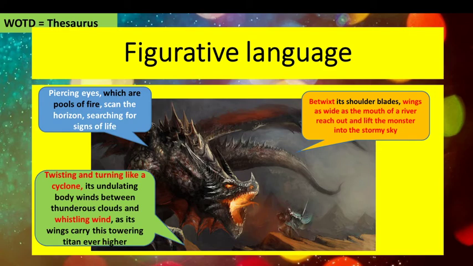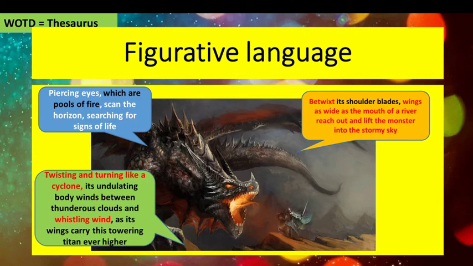But we start with a preposition, which tells you the position of something. Prepositions are great when describing a character because it allows you to tell the reader where these things are. So betwixt, which is a synonym of between. Betwixt its shoulder blades, wings as wide as the mouth of a river reach out and lift the monster into the stormy sky. So at the end, we have some alliteration with stormy sky. At the beginning, after our preposition, we have wings as wide as a mouth, which I'm sure you've noticed is a simile.